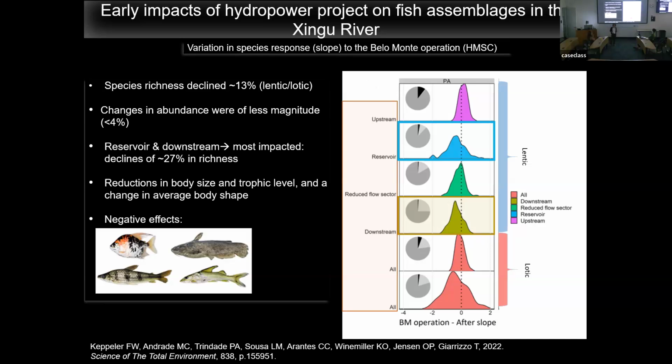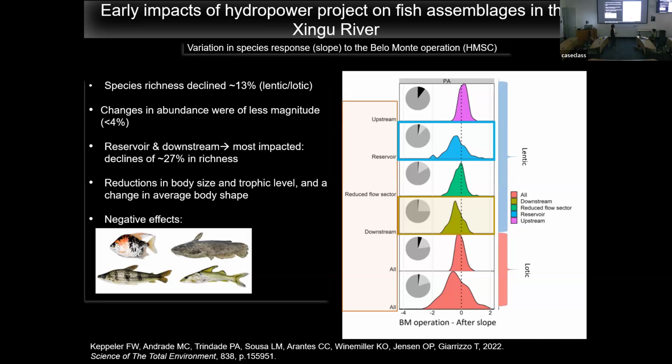So the decline in richness there was on average 27%. We saw changes in the functional traits, with reduction in body size, reduction in trophic level. And this was just for fun, but I included examples of species belonging to the families that were more strongly affected. I know not everybody here is in fish ecology, but we have Serrasalmidae, Anostomidae, and Pimelodidae. These changes are largely driven by functional characteristics of these families that were more strongly affected.